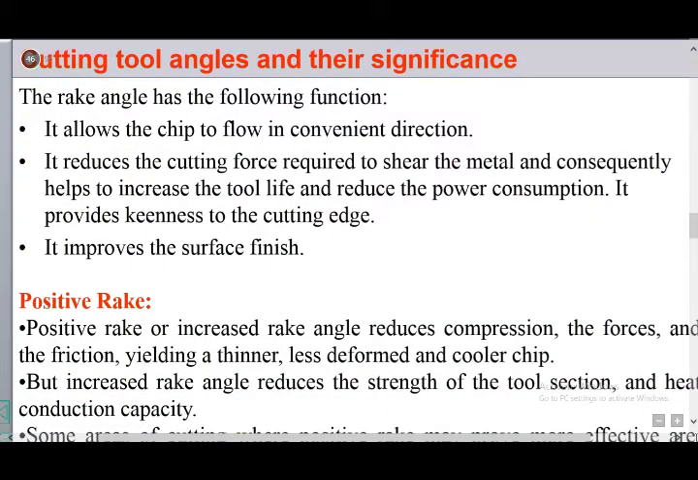Cutting tool angles and their significance. The rack angle has the following functions. It allows the chip to flow in a convenient direction. It reduces the cutting force required to shear the metal and consequently helps to increase the tool life. It reduces the power consumption. It provides keenness to the cutting edge. It improves the surface finish.